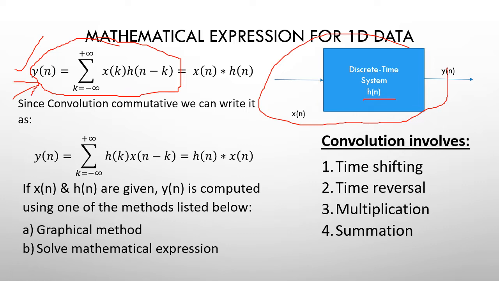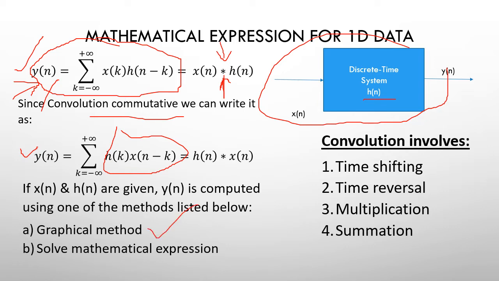So we'll try to compute y of n when x of n and h of n are given, and along with that we will also try to verify y of n using some tools. This is the convolution operator, and convolution is commutative. It satisfies commutative property, so you will be able to rewrite this expression like this by swapping x of k and h of k. I have swapped them, and you will get the same result. You can use any one of the expressions to solve for y of n.